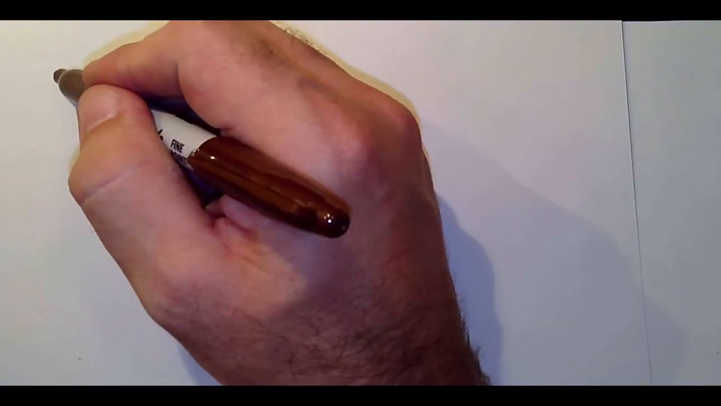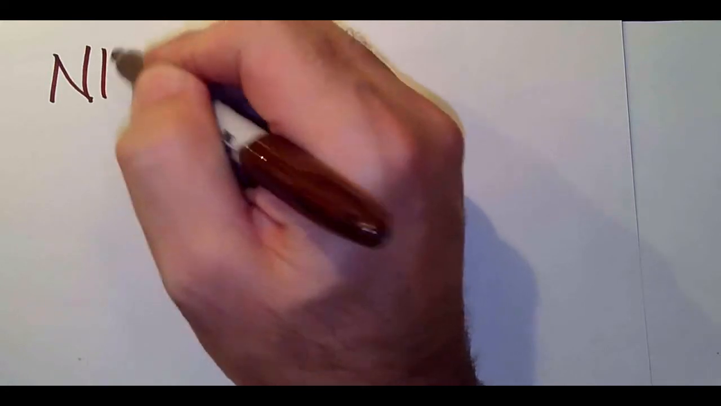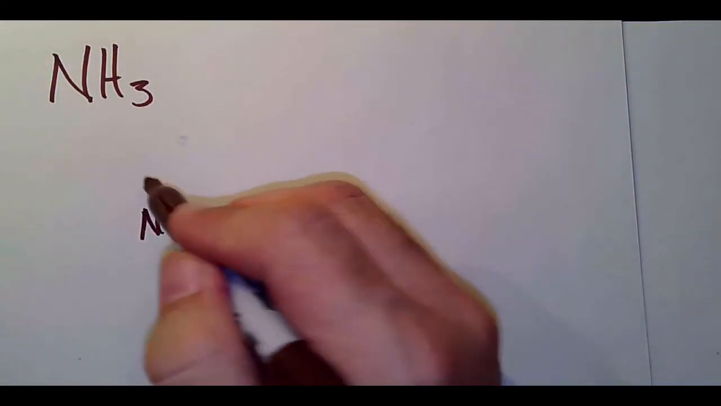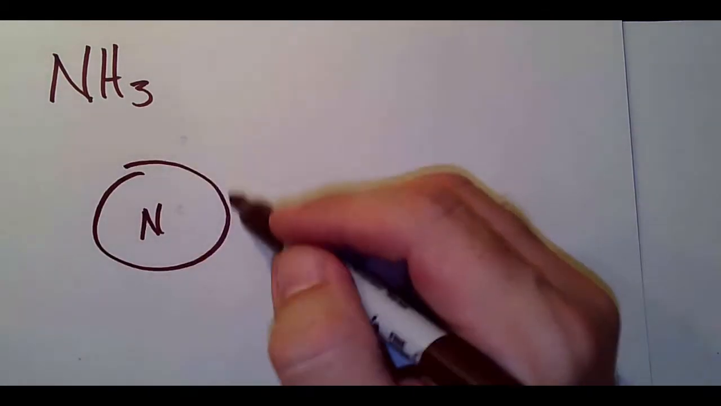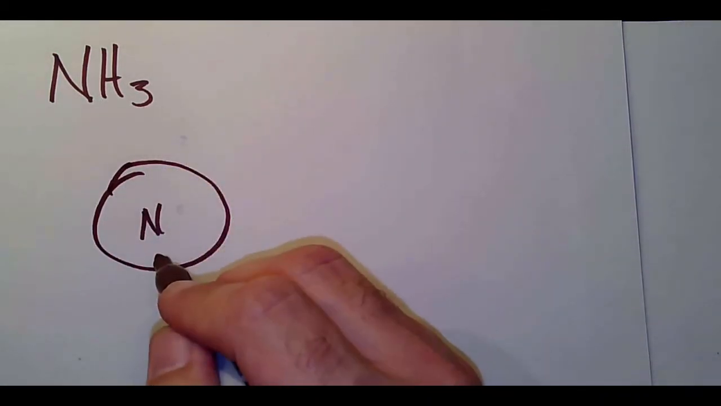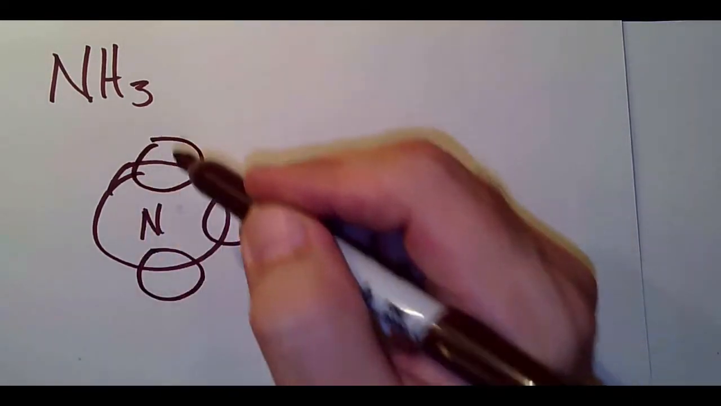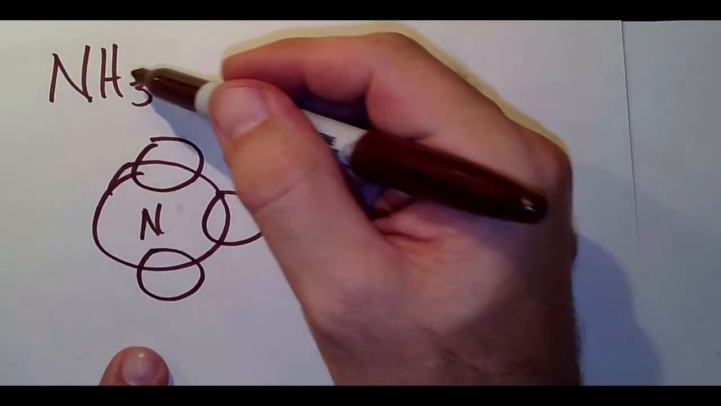Next example of a covalently bonded molecule is going to be ammonium. And we can see this with a central nitrogen here. And around the central nitrogen, we're going to see 3 other hydrogen atoms.